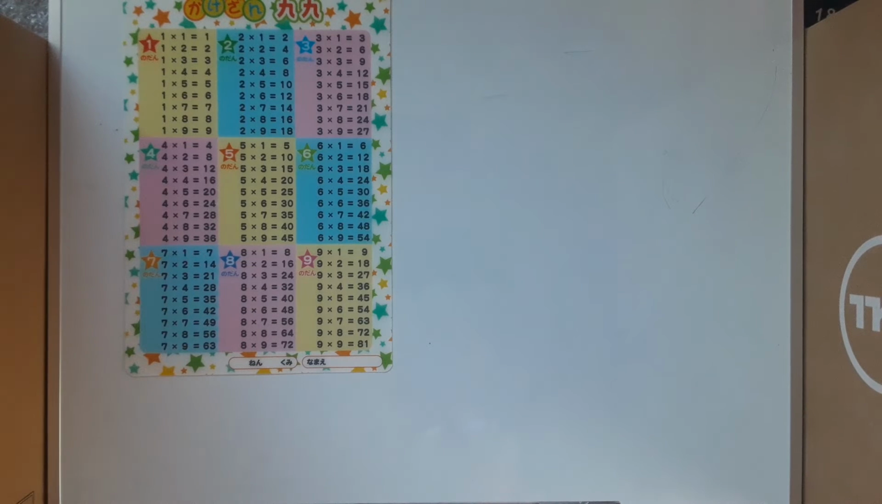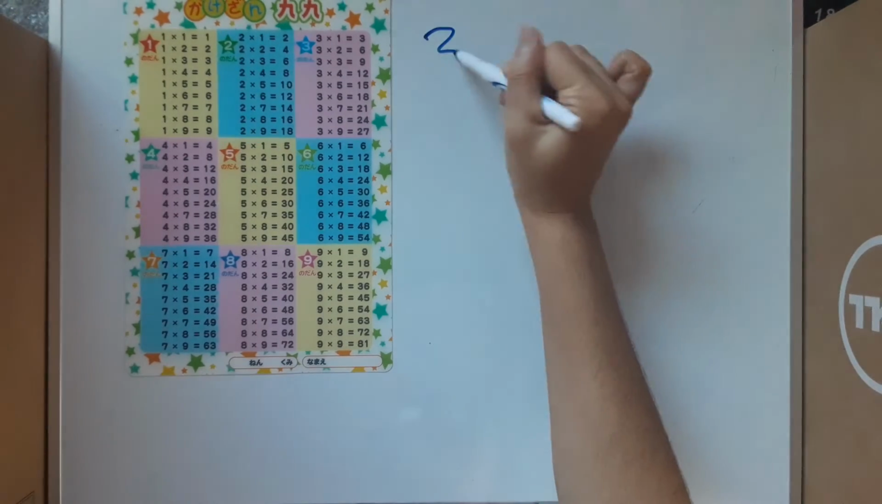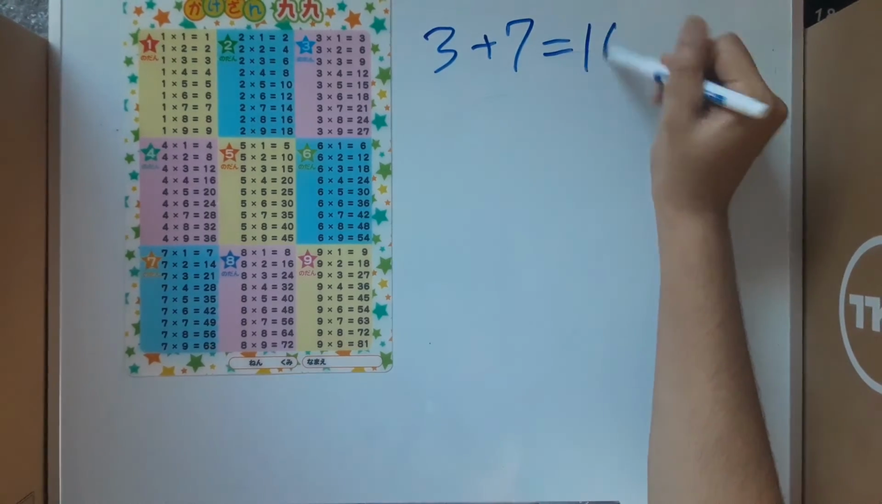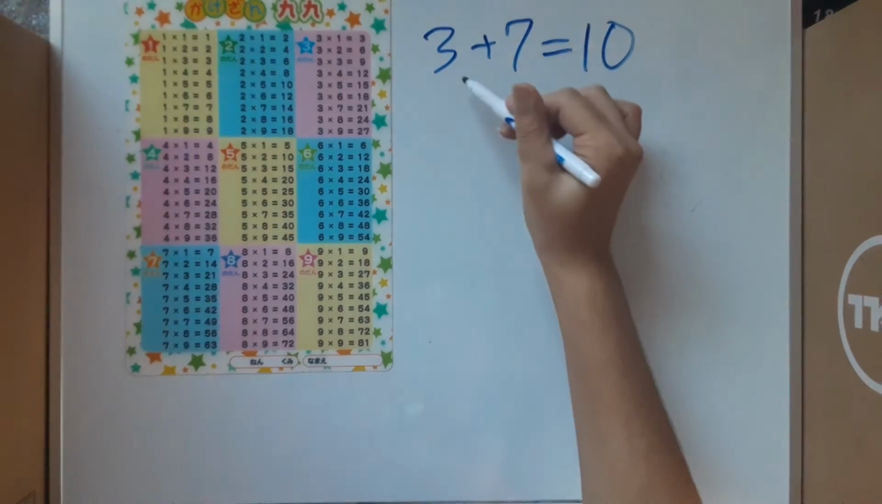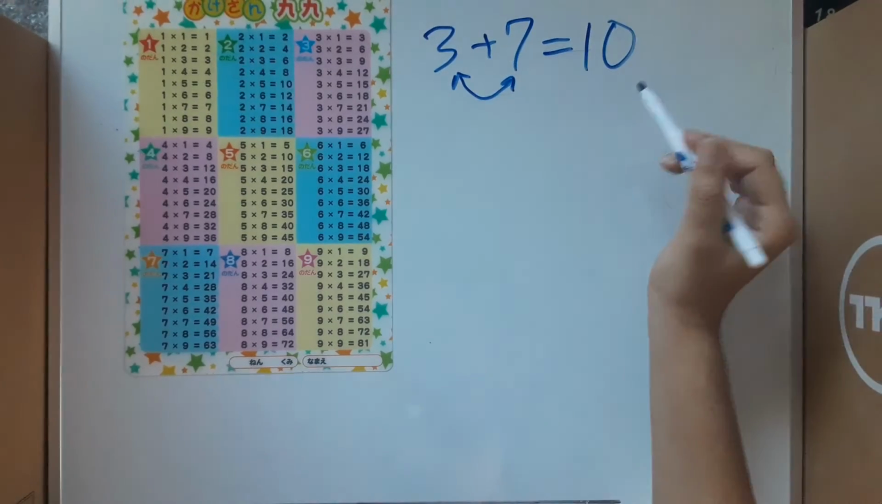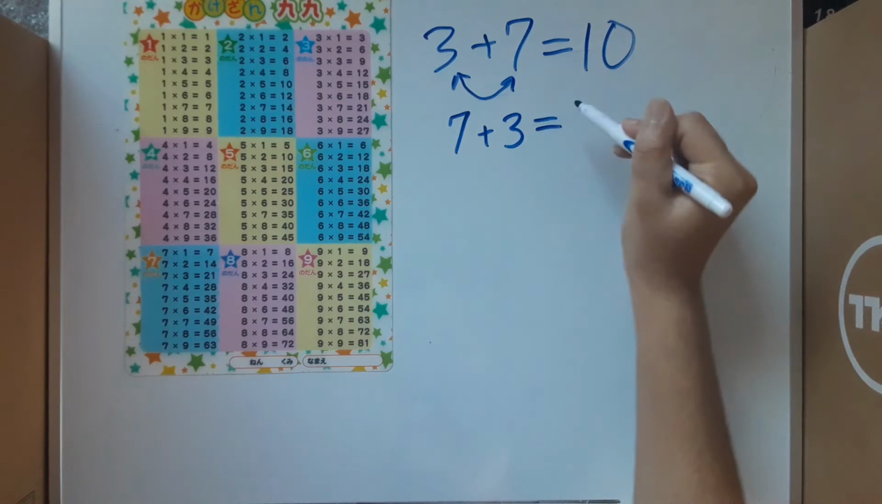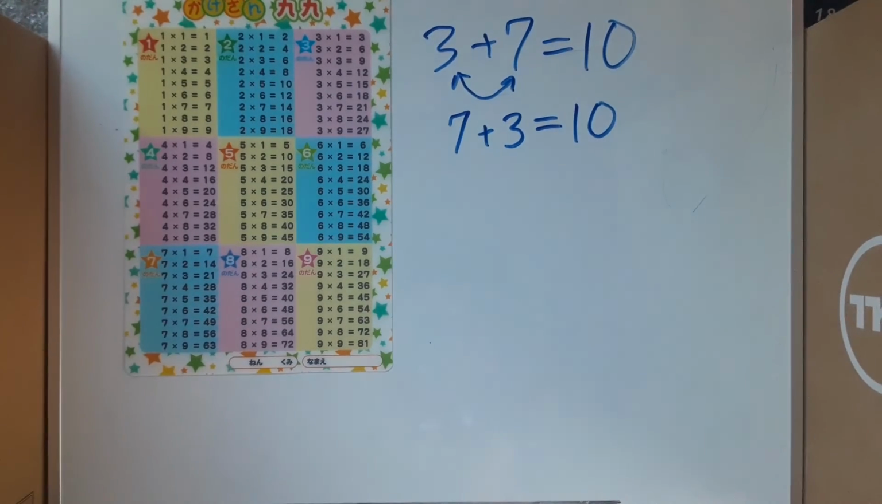As we know, multiplication is repeated addition, but they have more similarities than just being a better use of addition. In addition, you can do a problem like 3 plus 7, and we know that equals 10. We also know that if we switch these two numbers, it equals the same thing. So if we did 7 plus 3, that still equals 10. This property also works in multiplication.